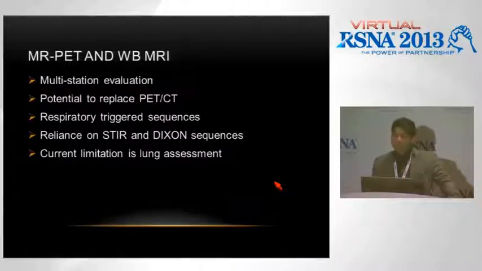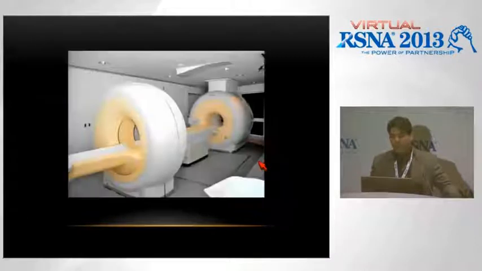A lot of our sequences on whole body MR are respiratory triggered, and we do that simply because we get better evaluation of the lungs. We eliminate the respiratory motion misregistration artifacts doing it. It does add to the time a little bit just because it has the triggering to go with it. There's a lot of reliance on STIR. We have not yet started using the Dixon sequence, but that's something that we're looking into. But it does generate 4 sets of sequences, like my colleague mentioned, and so it's a lot more that we have to look at. The current limitation is lung assessment in terms of looking at these smaller nodules less than 1 centimeter, and that's still a limitation with whole body MR imaging.